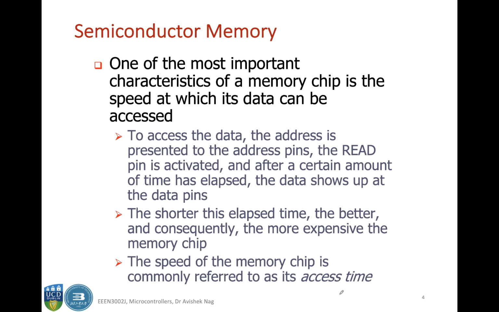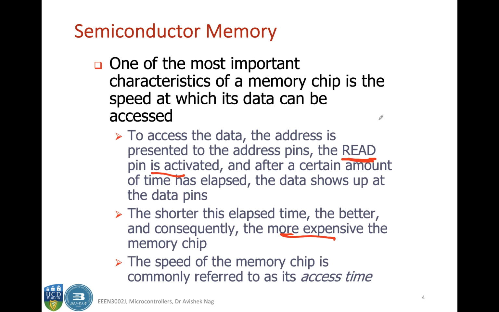One of the most important characteristics of a memory chip is the speed at which its data can be addressed. To access the data, first the address is presented to the address pins, then the read pin is activated. There will be a read pin in most memory chips, and after a certain amount of time the data shows up at the data pins. The shorter this time, the better is the performance, the better is the chip, and therefore the more expensive the chip will be. So the faster it is, the more expensive it is.